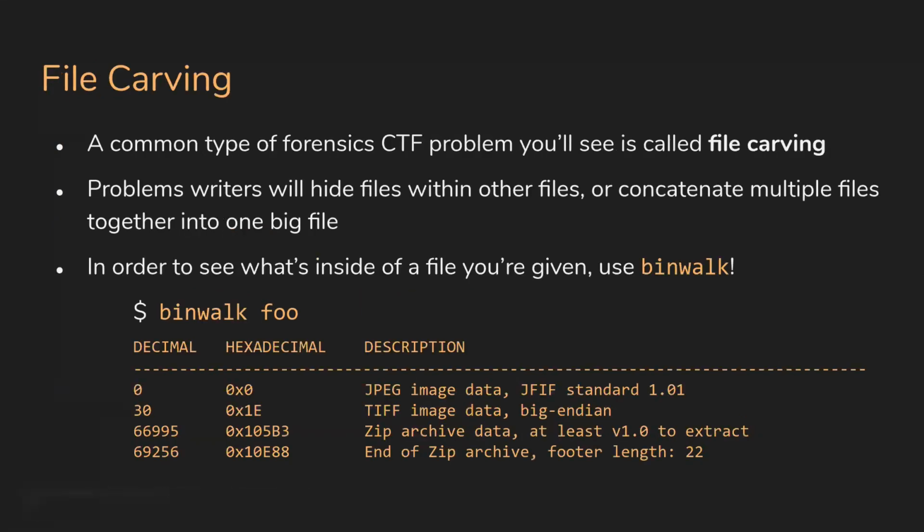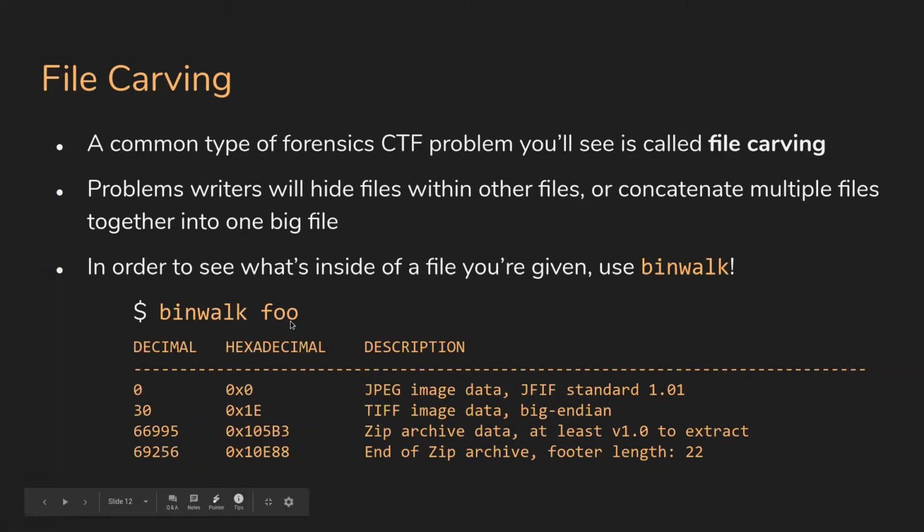Next thing I want to talk about is file carving. I was talking about this earlier with squishing the JPEG and the zip together. Another problem you'll see is that problem writers will hide files within files, or they will concatenate multiple files together. Basically, they'll just mash up files. There is a really cool Linux tool, which you need to install, since it's not automatically installed. It's called binwalk, and it'll go through a file and look for those file headers that I was talking about, and then print out what kind of files it sees within the one file that you passed it.